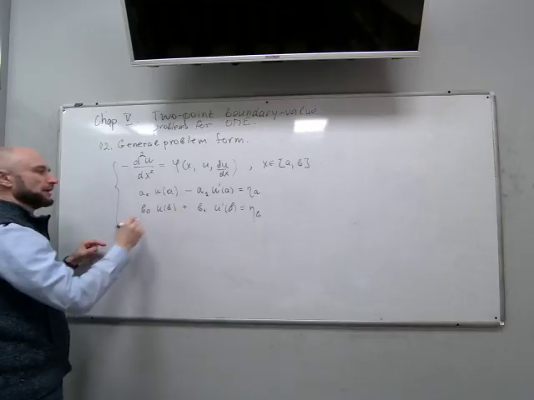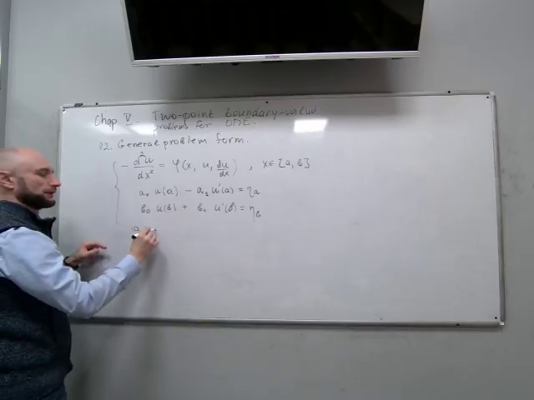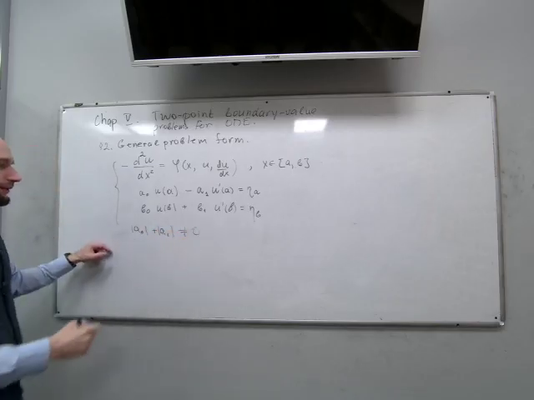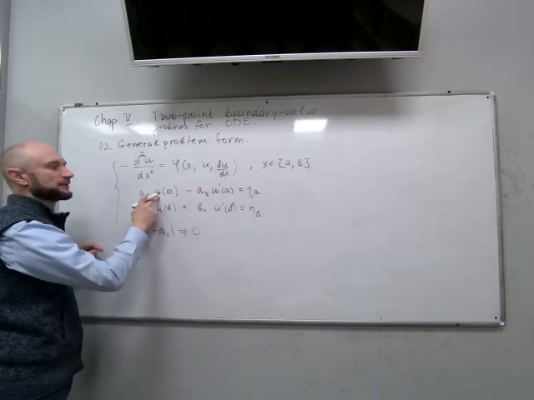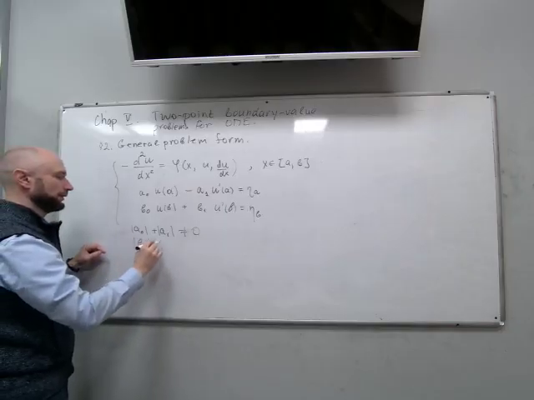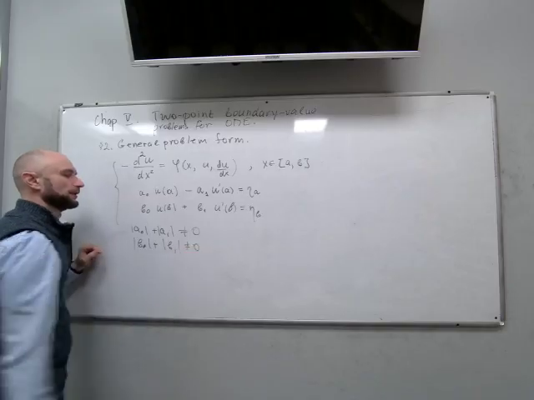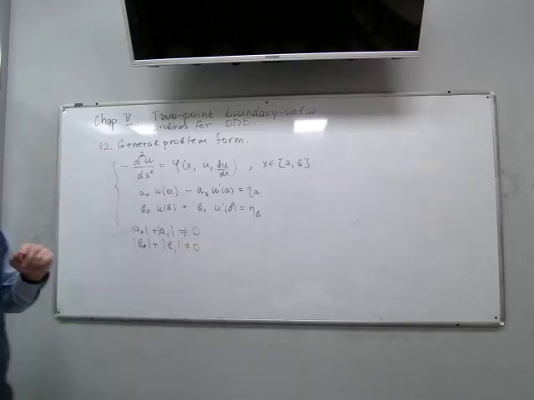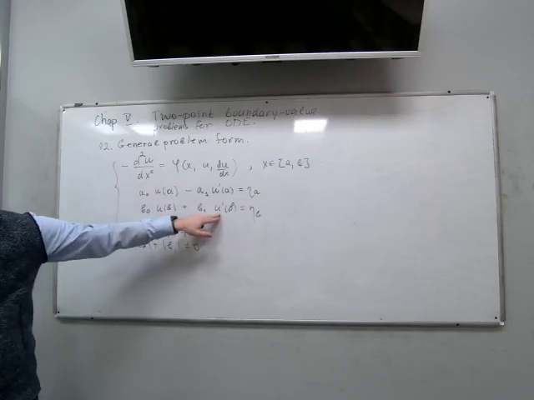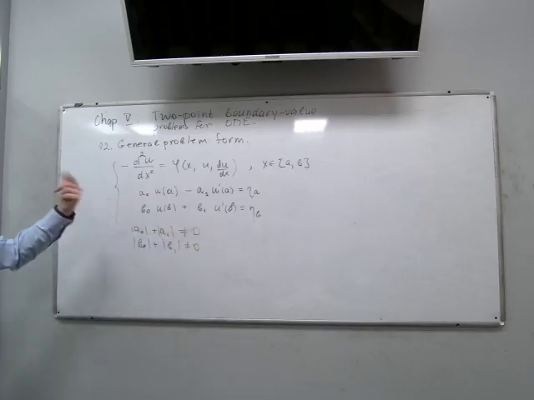And we need to say that these constants, the sum of their absolute values is not equal to 0. So at least one of these terms is present. And the same thing about the b coefficients. Why we need these coefficients? Because we need to have either the value of the function defined at the left and at the right hand side, or the derivative of the function, or both.